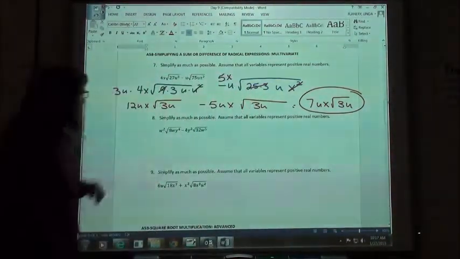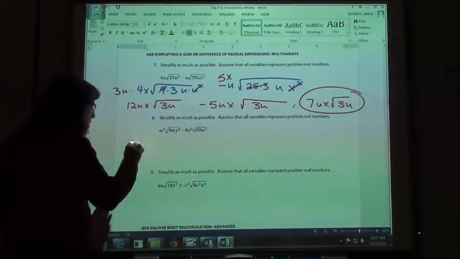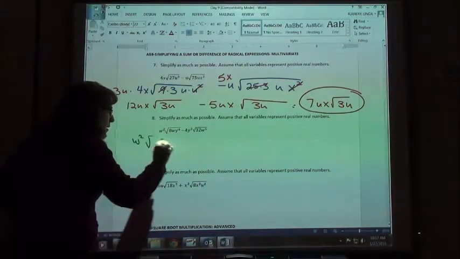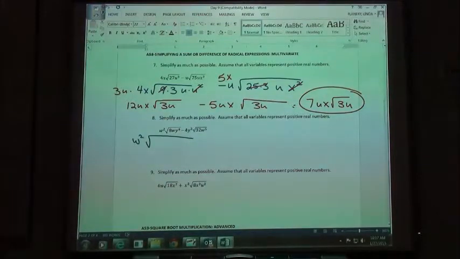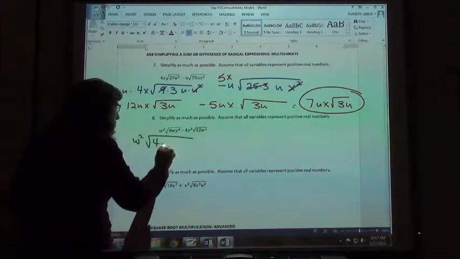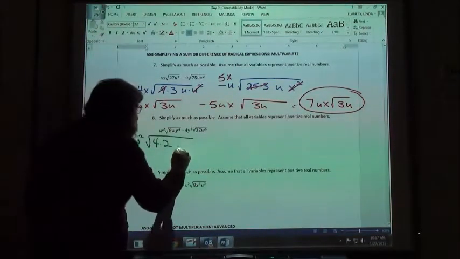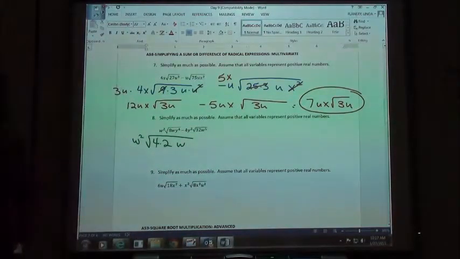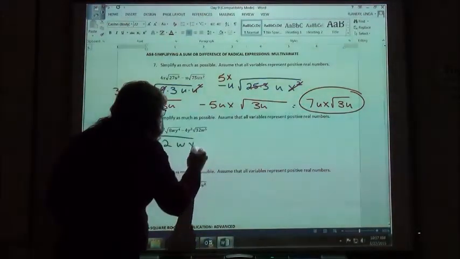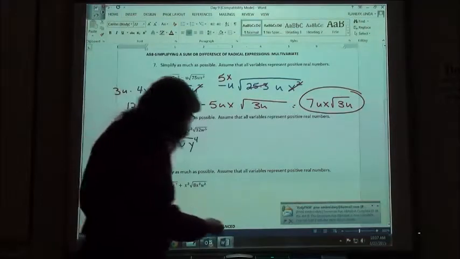So number 8. We've got the w squared in front, and then we've got the square root of 8wy to the 4th. 8 is not a perfect square. Can we simplify 8? Yep, 4 times 2. Again, we can't do anything with a plain w, and the y to the 4th is even, so we want to leave that as y to the 4th, so we can take out our square roots.